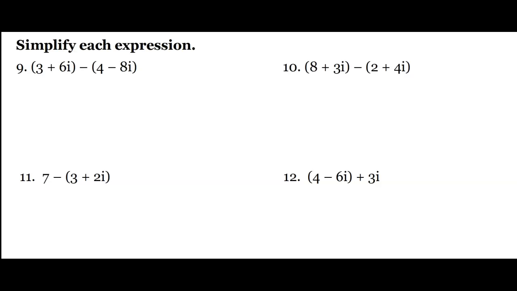Okay, so 3 plus 6i minus 4 minus 8i. You distribute your negative and drop your parentheses. So you get 3 plus 6i minus 4 plus 8i. So 3, exactly, I already heard it. Negative 1. Nope. It's a positive 8 because the negative times the negative is a positive, plus 14i.